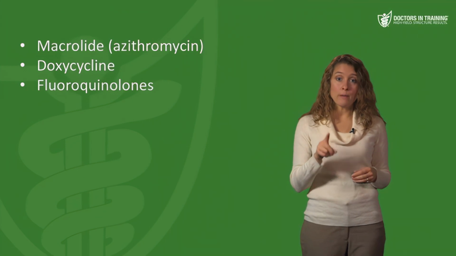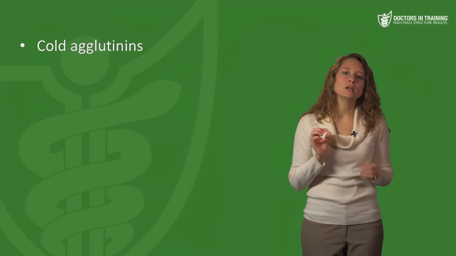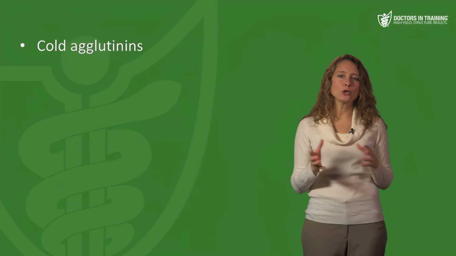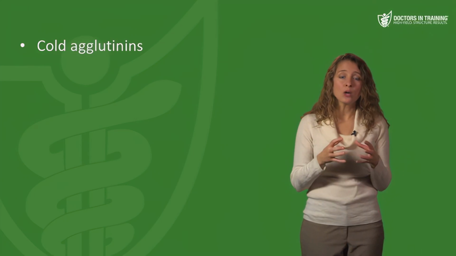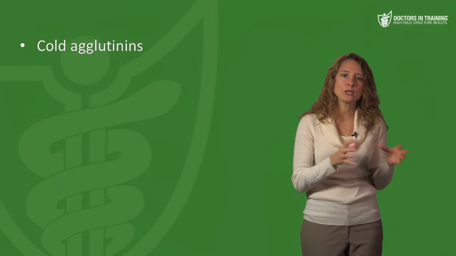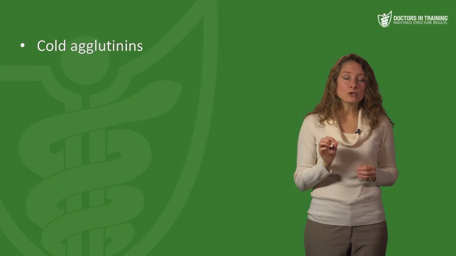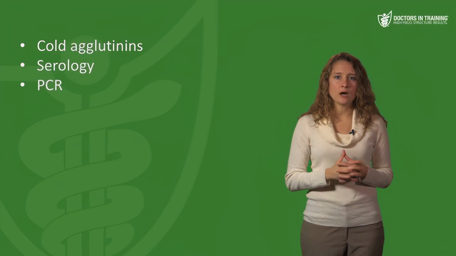And the one I want you to remember for the test is cold agglutinins. What are cold agglutinins? They are nonspecific IgM antibodies to erythrocytes that can occur early in this Mycoplasma illness. They can agglutinate or lyse red blood cells in cold environments, and that's why they're called cold agglutinins. Now, this response is nonspecific, though. Diagnosis can be made more definitively using either serology or PCR.